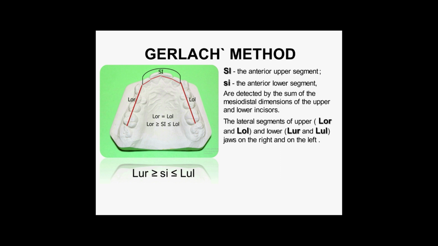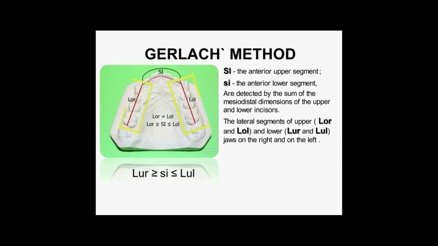Gerlach offered to study the proportionality of the dental arch of the upper and lower jaws by the correlation of segments which were singled out by him: anterior, which includes 4 incisors, and 2 lateral, right and left, which include a canine tooth, premolars, and first permanent molars. The anterior upper segment and the anterior lower segment are determined by the sum of the measured mesiodistal dimensions of the upper and lower incisors.